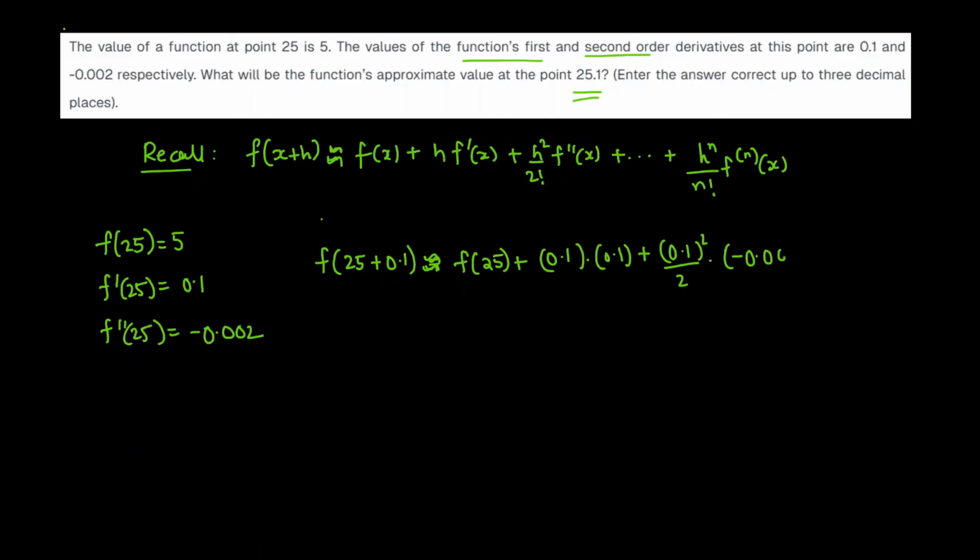negative 0.002. Now that is nothing but 5 plus 0.01 minus 0.0002. It should be 0.002 divided by 2. So this should be close to 5.010. So the answer is 5.010.